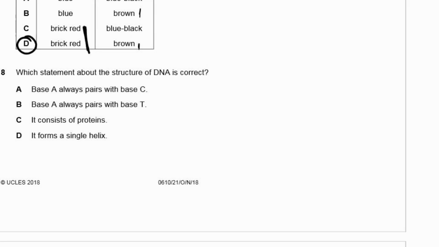Question 8. Which statement about the structure of DNA is correct? Base A always pairs with base C. No, A pairs with T. So base A pairs with T. Yep, that sounds like a good answer. It consists of proteins. No, it makes proteins. It is not made up of proteins. And D, it forms a single helix. No, it forms a double helix. So the answer is B.